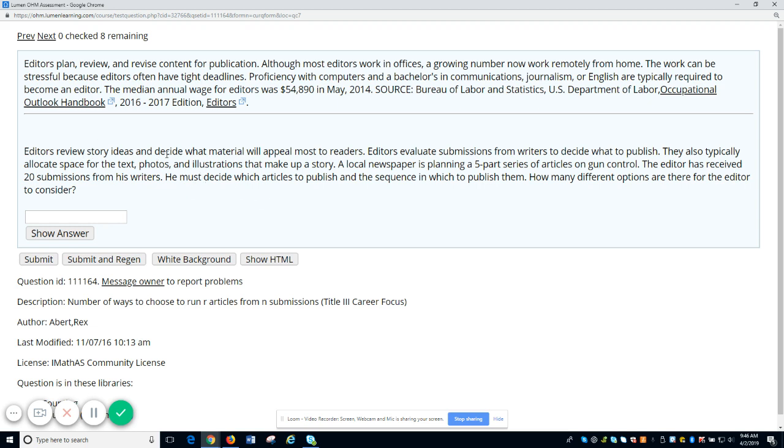So the editor, so this is all they do. Okay, so this is where it starts. So a local newspaper is planning a 5-part series of articles on gun control. The editor has received 20 submissions from his writers. He must decide which articles to publish and sequence in which to publish them.